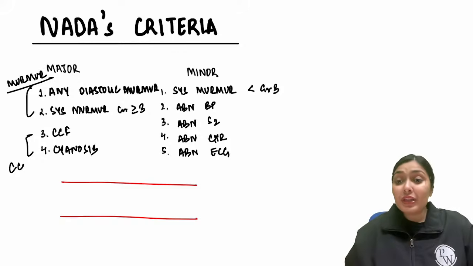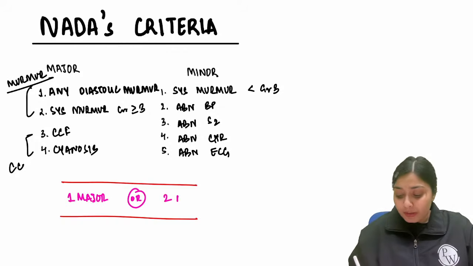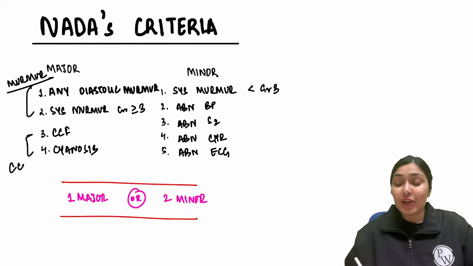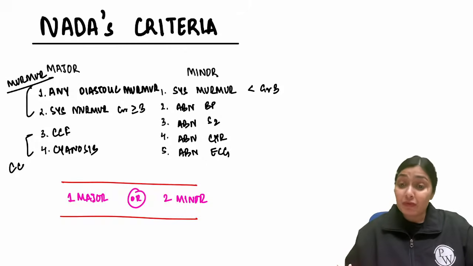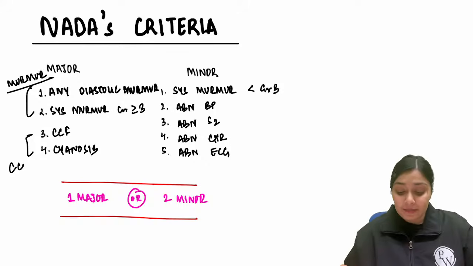And how many do we need to label it as a congenital heart disease? We need one major or two minor. So they can ask you in the exam, write a short note on NADA's criteria. NADA's criteria is used to label the child as having congenital heart disease. We have 4 major criteria and 5 minor criteria. We need one major or two minor to fulfill the NADA's criteria, right?